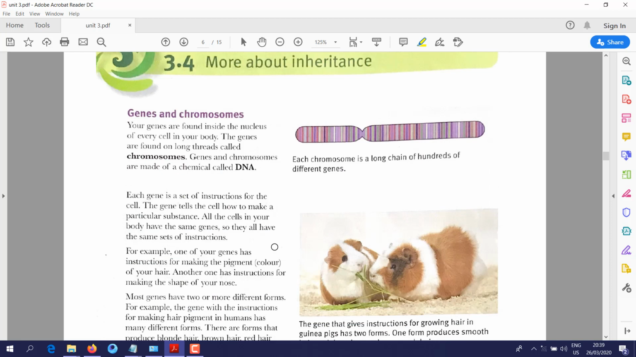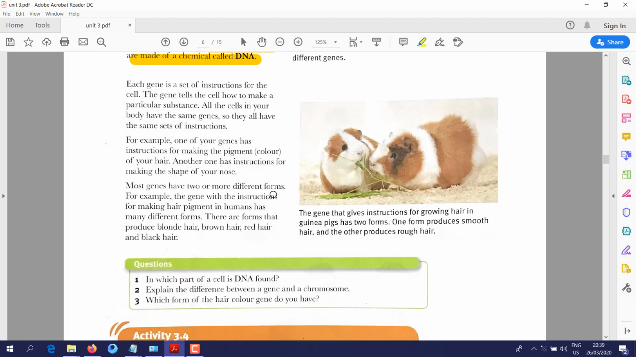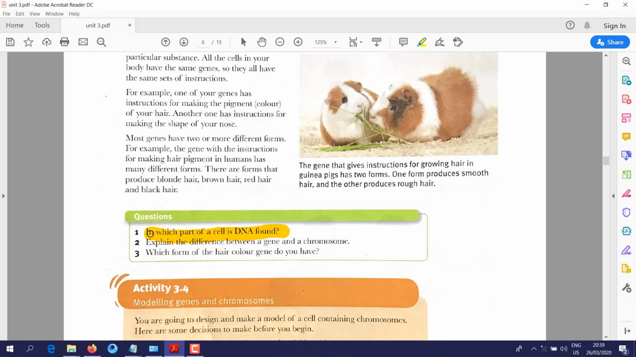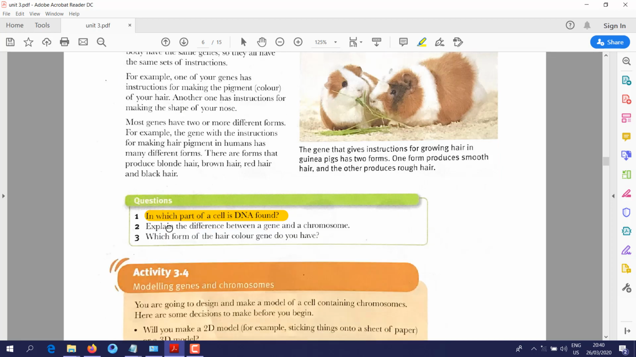Then more about inheritance. Again, a definition for inheritance: we said it's the passing of traits, passing of features from parents to offspring. But actually what they mean by this is passing. We have chromosomes, genes, and chromosomes are made of a chemical called DNA. In which part of the cell is DNA found? When we are talking about chromosomes, genes, DNA, where can we find them, in which part of the cell? The answer here is the nucleus. In the nucleus we can find the DNA.